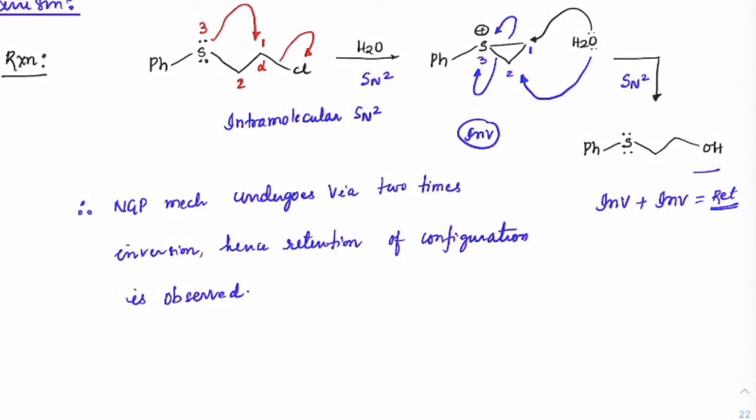Sir, this is true if water attacks on carbon 1, sir. Retention happens. But what if water attacks on carbon 2? If this is true, retention happens, correct. Okay, then we'll get a racemic mixture. We'll see the next question. Okay, I'll do one thing. Don't write these two arrows because I'll show it in the next example.